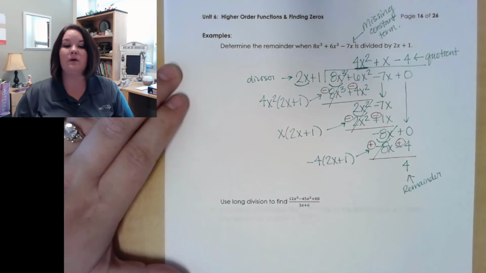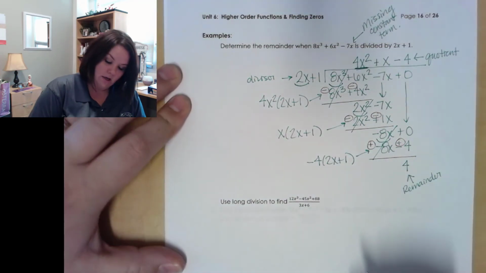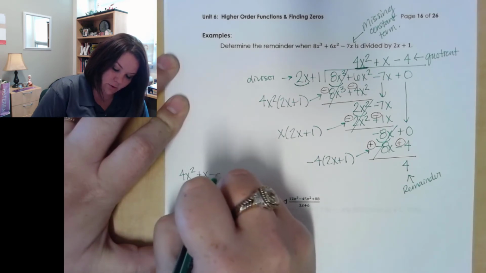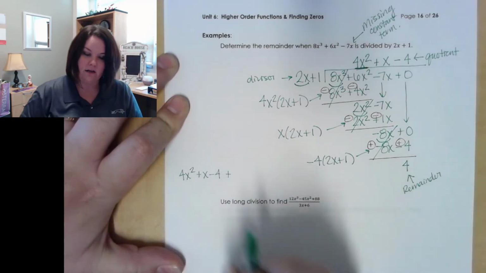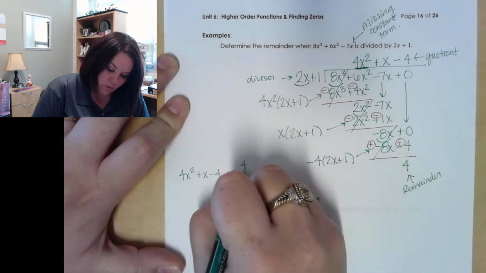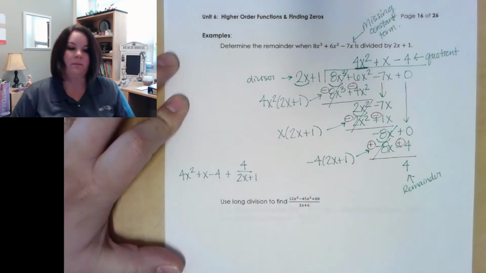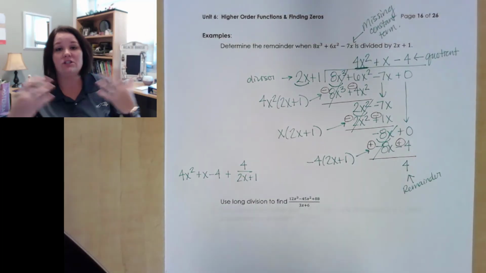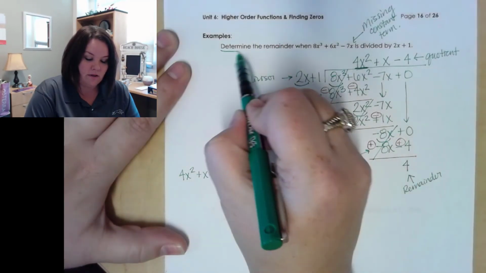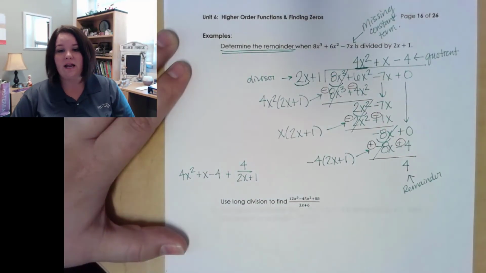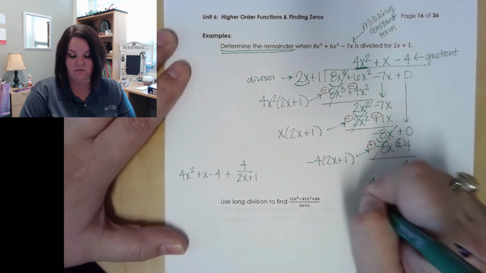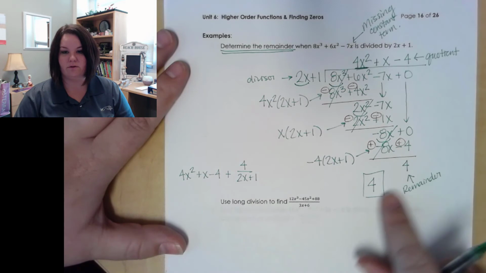So if I wanted to write my answer like I did on the last one, I would write my quotient, which is 4x squared plus x minus 4, and then I would add in my remainder over my divisor. So this would be plus 4 over 2x plus 1. But I'm not going to circle that because on this one it didn't actually just tell me to divide or find the quotient. It said determine the remainder. So if all it asked for is the remainder, then my answer here would just be 4, because 4 is what I got for the remainder.